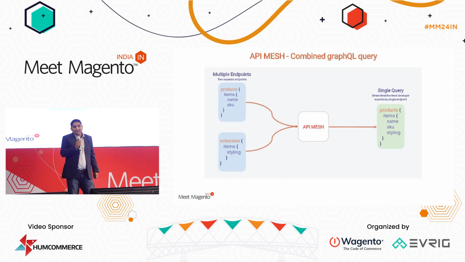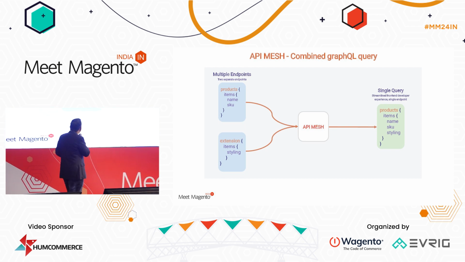It will help you in GraphQL as well. So it's not only about clubbing the services together, but you can also combine multiple GraphQLs. Let us take the example of multiple endpoints. Here we have showcased two separate endpoints: one is for the products, and the second one is for the extensions.